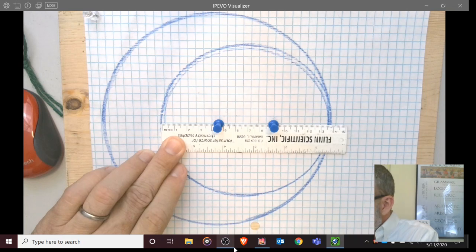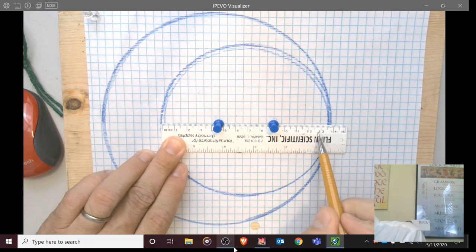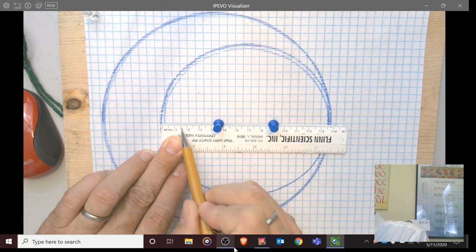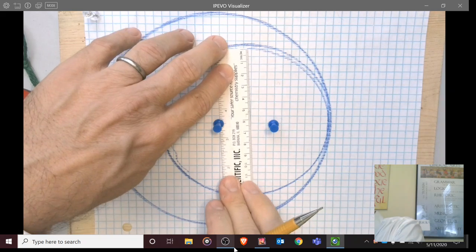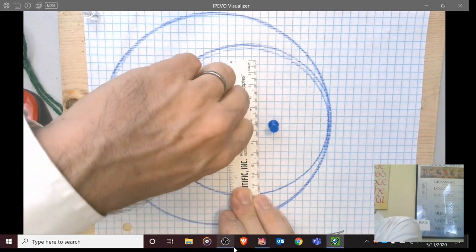I'm putting the edge over here and I'm measuring in centimeters. This looks like about 13.6, 13.7. 13.7 left to right. Now let me go top to bottom. Let's see if I can get it in here. I may have to remove that one because it's in the way. I really do want to go right down the middle.